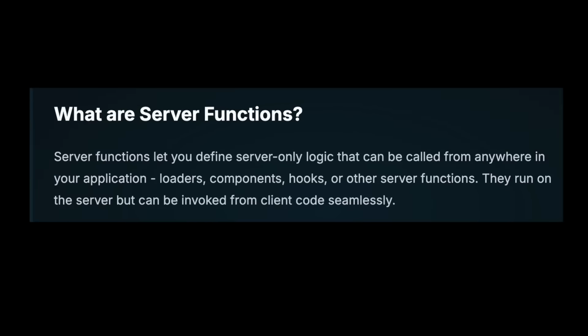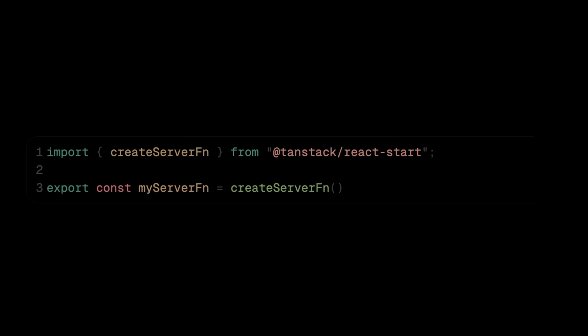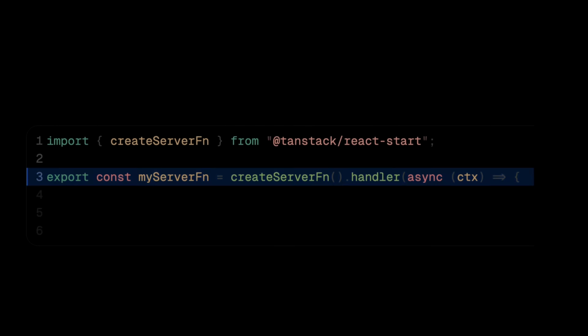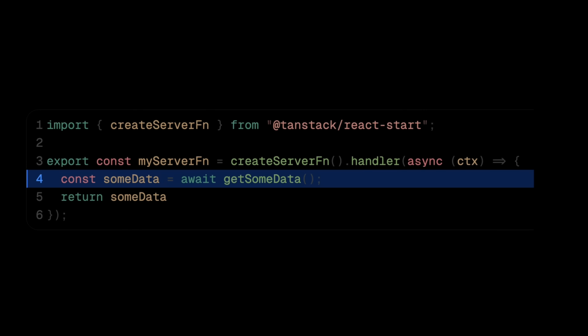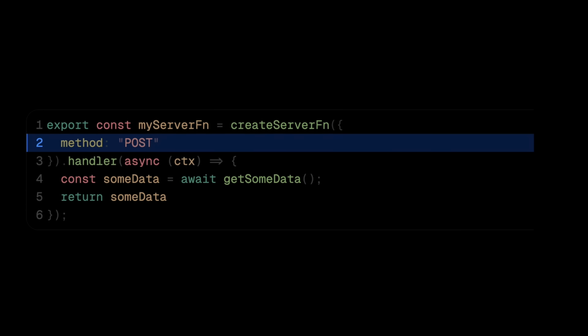TanStack Start server functions allow you to define server-only logic that can be called anywhere throughout your TanStack application. The basic syntax for server functions is very clean. You import the createServerFn method, define a handler, add your server-side logic, and return a result. By default, server functions are GET requests, but you can also control the method type if you'd like.